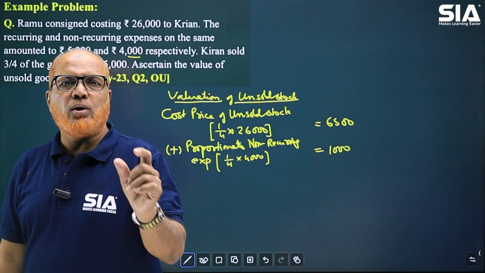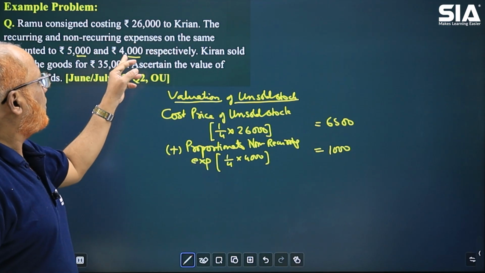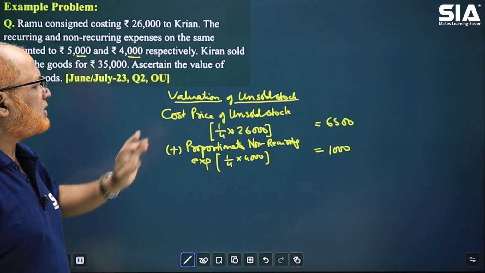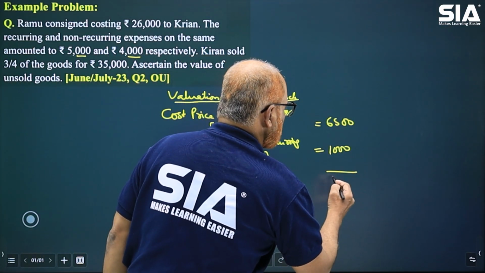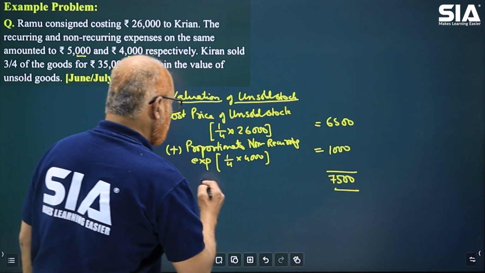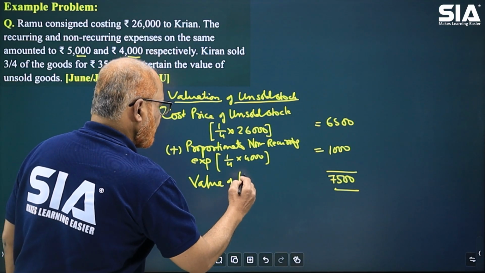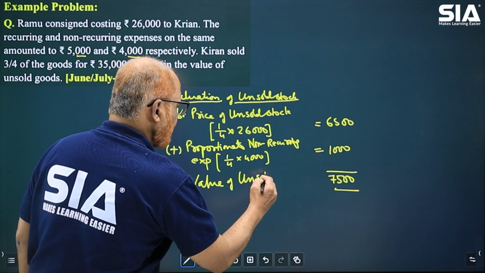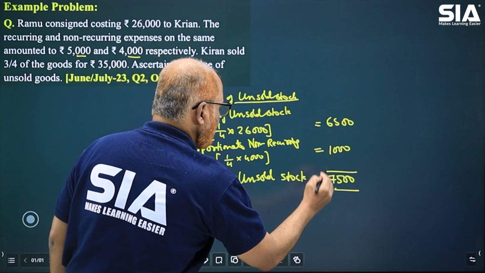Proportionate in the sense only related to unsold. Total non-recurring is 4,000, but 1/4 of the goods are remaining unsold. So 1,000. So total comes to 7,500. This 7,500 is the value of unsold stock. Finished.